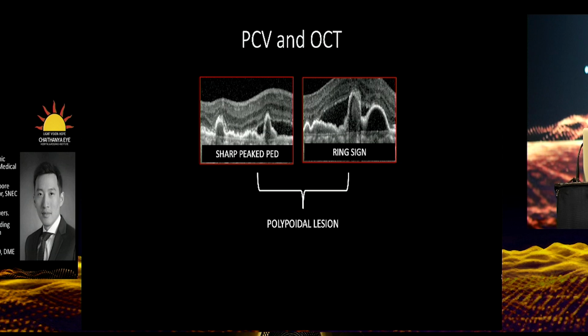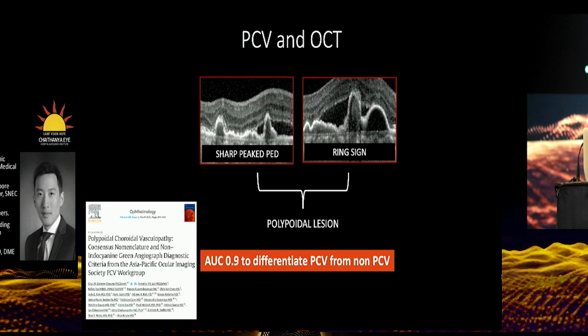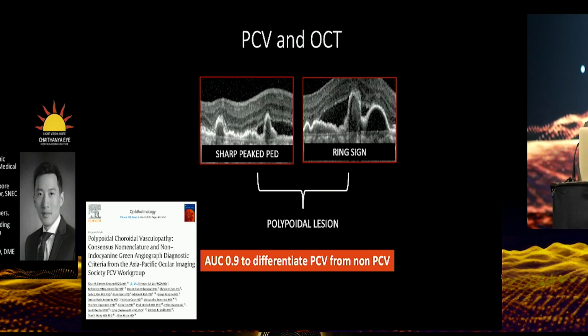Of course, then, with the advent of OCT and cross-section, we then start to talk about looking at these lesions from a different perspective, right? So we're looking at this cross-sectionally now. And we describe signs like a sharp-peaked PED and the ring sign, and of course, we published this nice paper looking at how we can differentiate PCV from non-PCV lesions with the use of OCT and without ICGA.